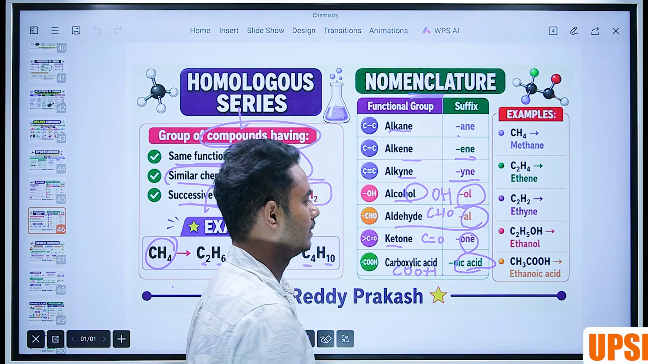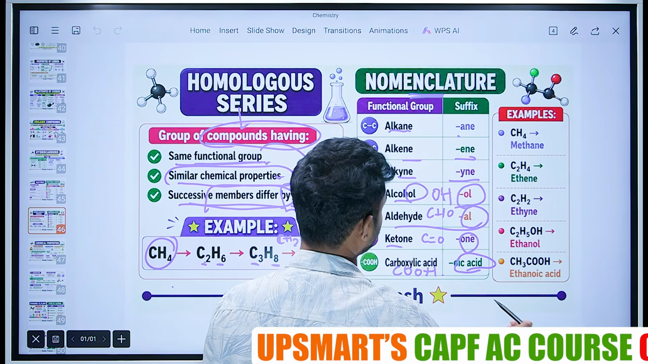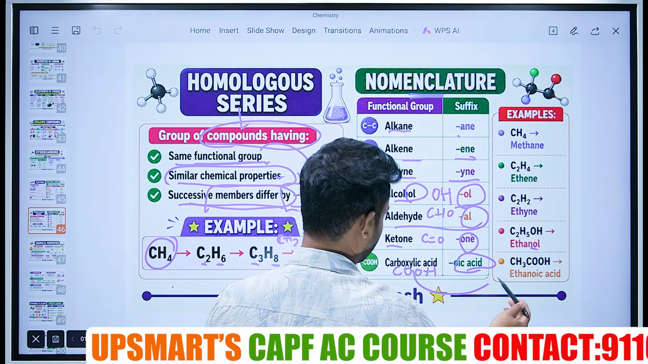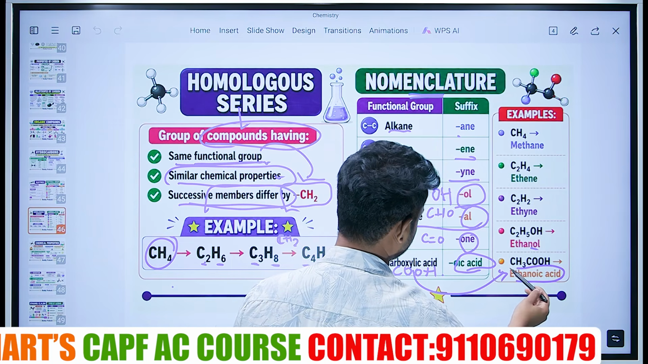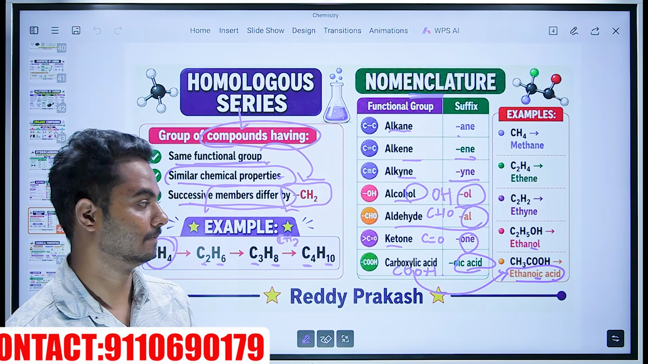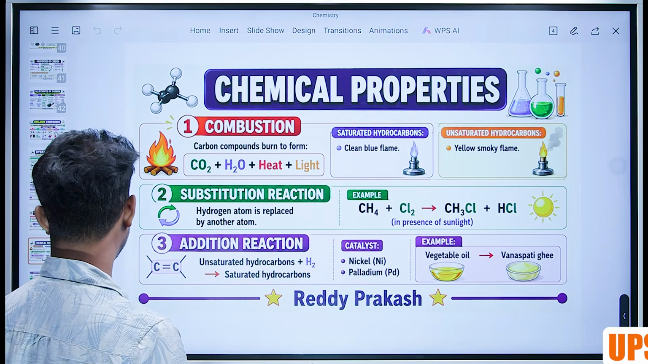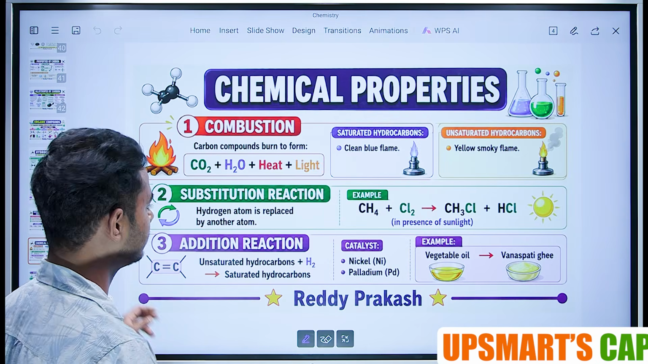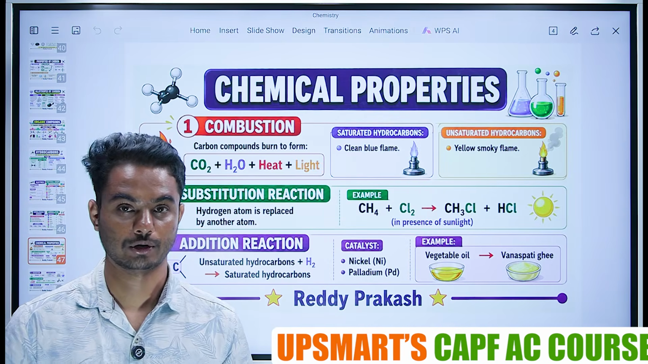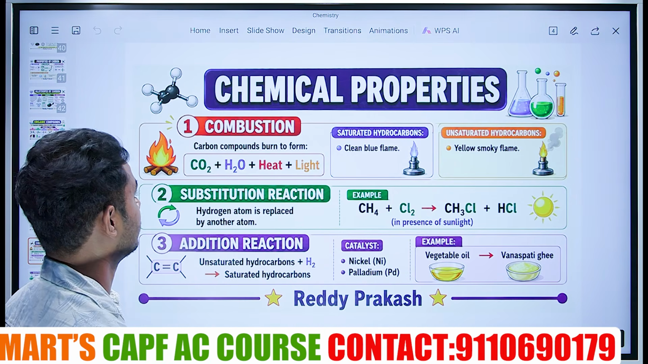Example: ethane, ethyne, ethanol. Carboxylic acid example is ethanoic acid. It will end with oic acid. Easy, just the names. Next are chemical properties, very important. Chemical properties of carbon.